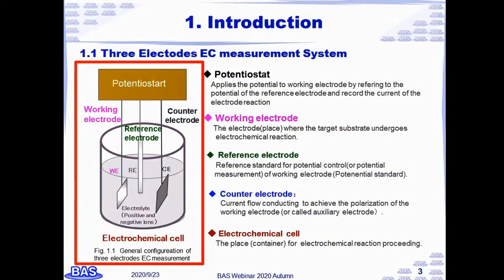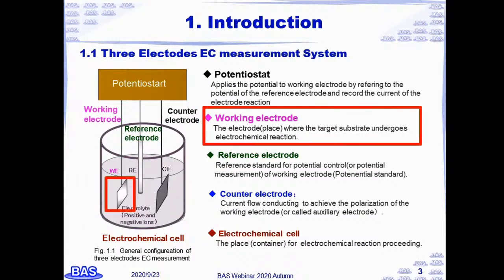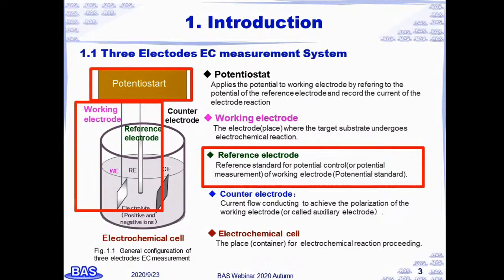For an electrochemical measurement using a potentiostat, the general configuration of a 3 electrode cell is shown here. The electrochemical reaction happens at the surface of the working electrode. Reference electrodes are the benchmark for the potentiostat controlling the potential of the working electrode.